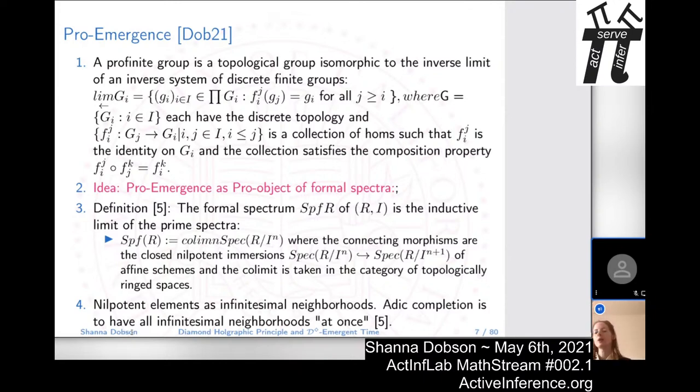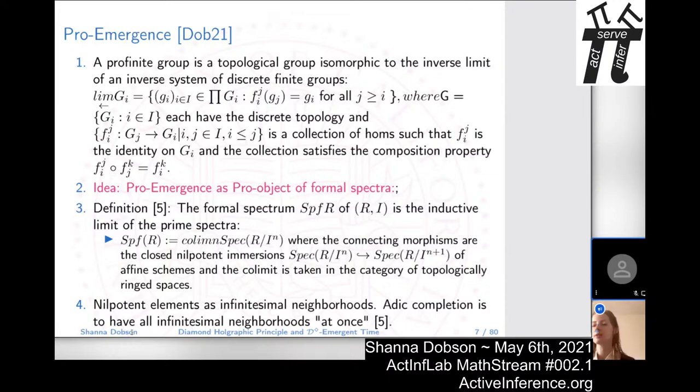So what is a closed nilpotent immersion? A nilpotent phenomenon is some property where you take an element, raise it to a certain power, and eventually it goes to zero. So it's a way of canceling out elements. The affine scheme is a ringed space. It's a topological space, and it has a structure sheaf, which is, again, this kind of thickening thing. So imagine a space with a little bit of skin on it. And so I'm thinking that it's not just a pro-emergence of points. It's a pro-emergence of these formal spectra, which are like points or intervals with little thickenings on them.